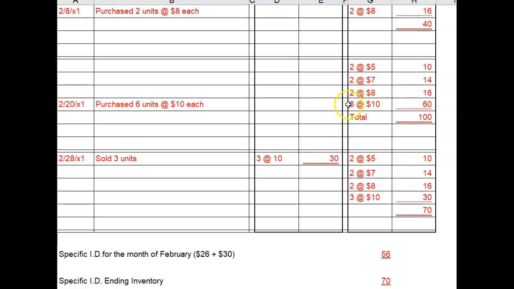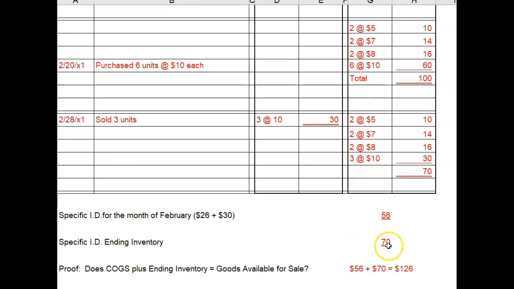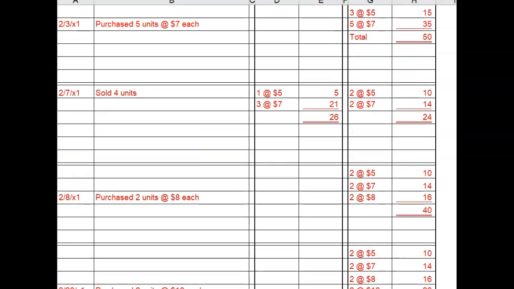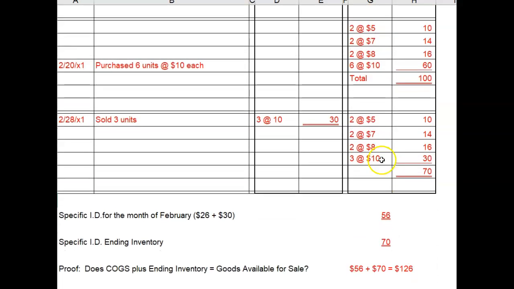But this $10 layer, we took 3 of the costs out of this $10 layer, leaving us 3 at $10 for $30, which comes up to $70. So ending inventory under specific identification is $70. Cost of goods sold is $26 for the first sale and $30 for the second sale, which is $56, and 56 and 70 is $126.